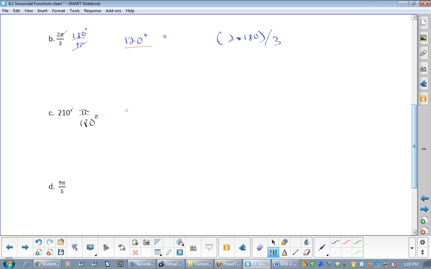Now, do you see how the pi will be left there? Which is kind of good for radians, right? 7 pi over 6. Now, put 7 pi over 6 in your calculator like this. Go 7 times pi in brackets divided by 6. What do you get? You will get 3.7 radians, right?